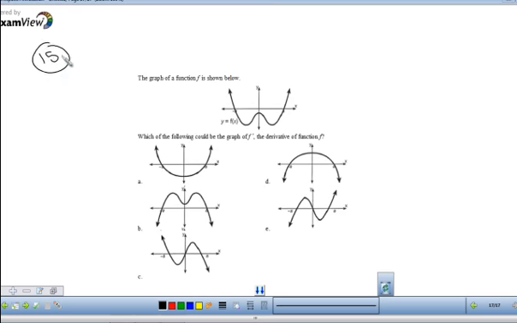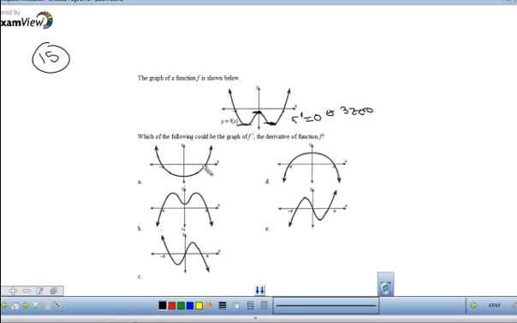Okay, so 15 says the graph of the function is shown below. So this is my original graph. Which of the following could be the graph of the derivative? Looking at the original, we're going to have 3 points where the derivative is equal to 0. So that means I'm going to have 3 zeros.